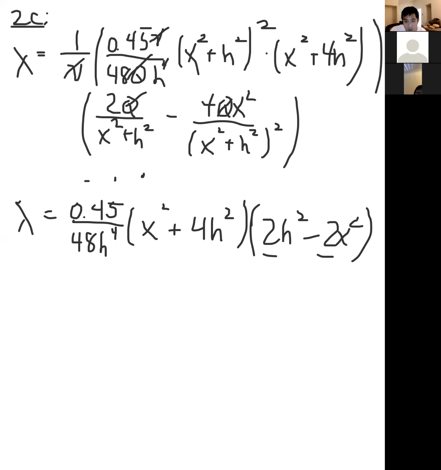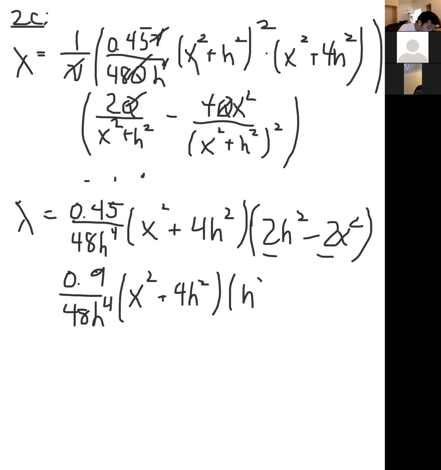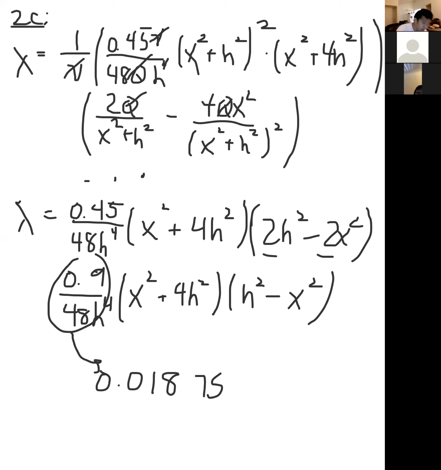I just kept the 2 inside here. If you bring that 2 outside, then you have 0.9 over 48 h to the fourth times x squared plus 4h squared times h squared minus x squared. And 0.9 divided by 48 is equal to 0.01875. So yeah, we got the same thing. I tend to be lazy because I don't have my calculator on hand all the time, so I just leave things in terms of the variables.